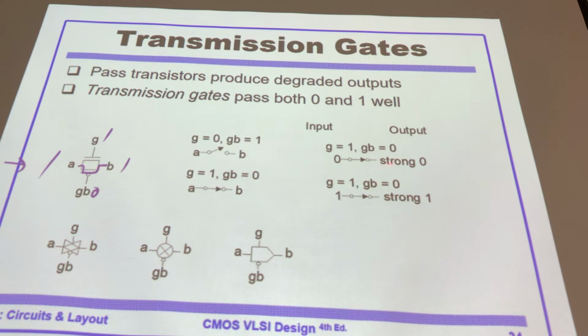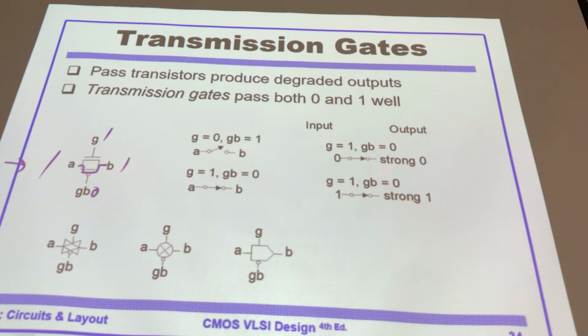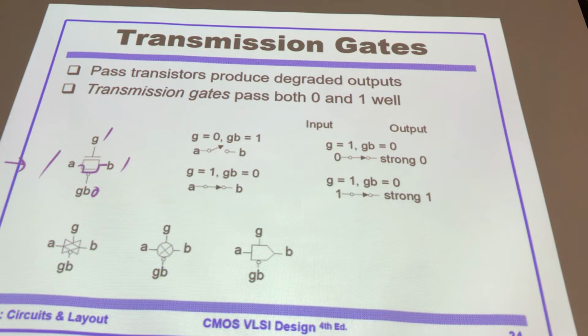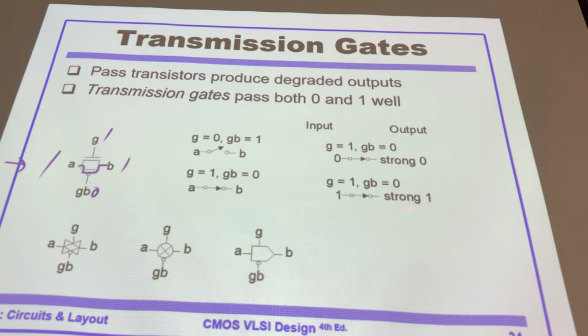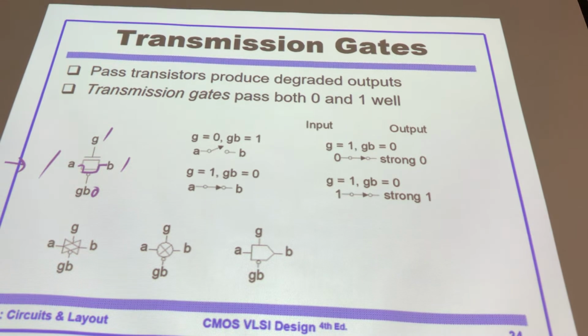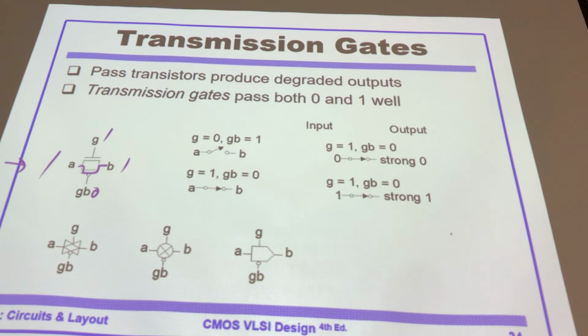So here, 0, 1, both are strong. But I have to remind you that for the transmission gate, this strong 0 and strong 1 are not as strong as the inverter or NAND gate output. No. NAND gate or inverter, they are still stronger than these two signals. Meaning, this is an NMOS transistor, PMOS transistor, inverter.